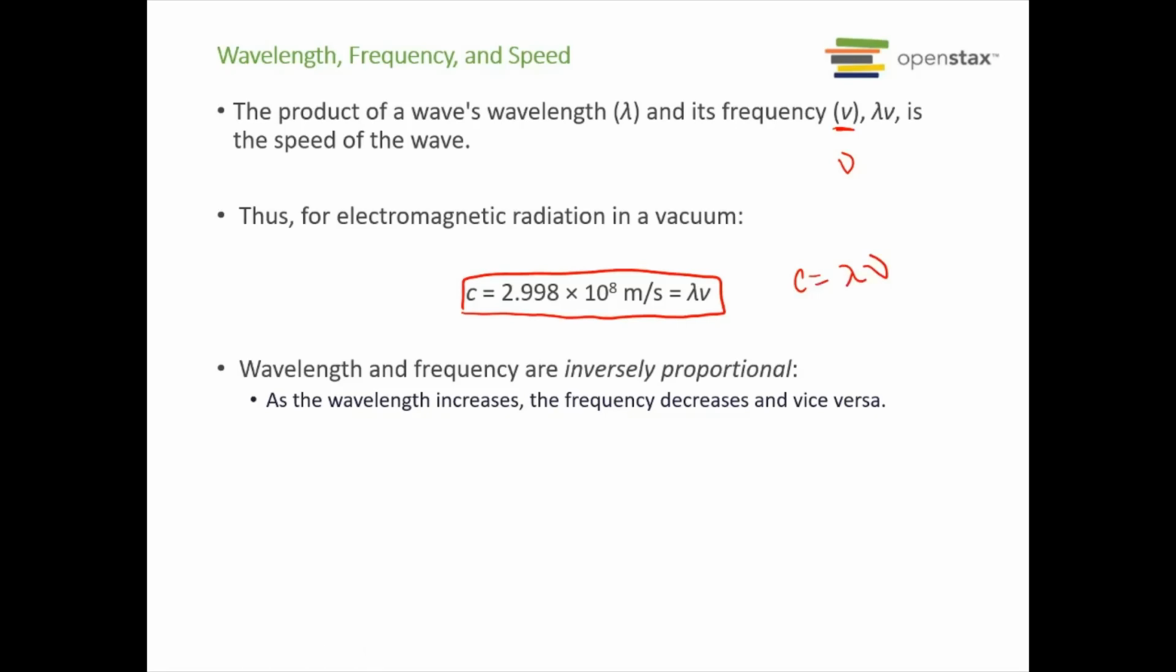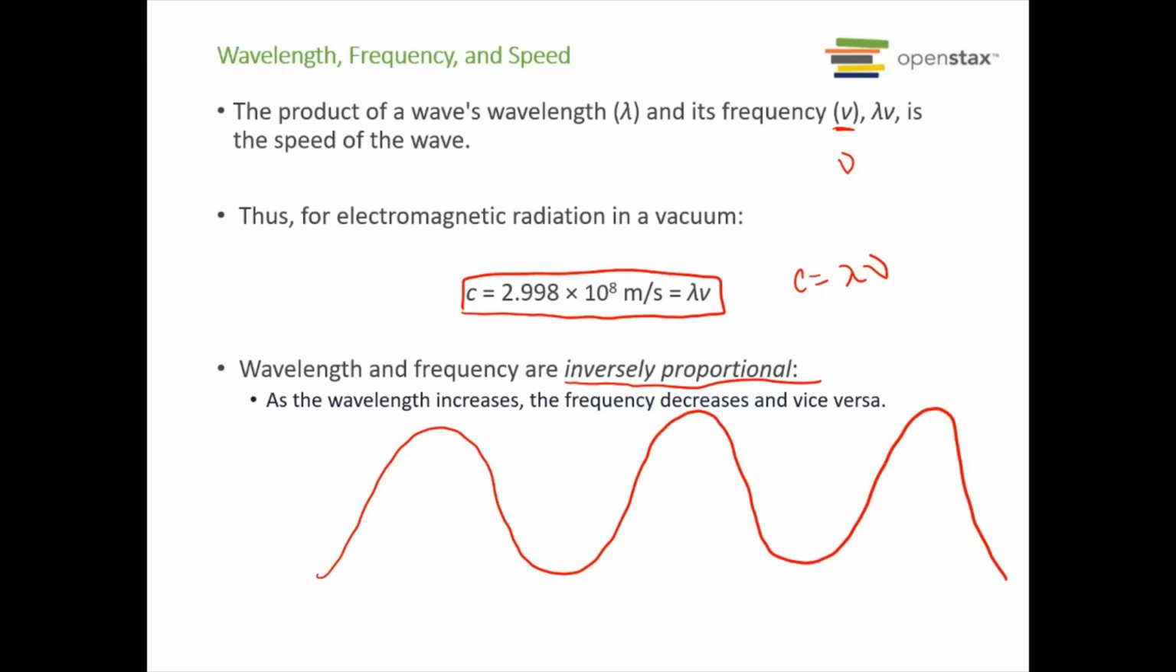So wavelength and frequency are inversely proportional to each other. As one goes up, the other goes down. Higher wavelength, lower frequency. Lower wavelength, higher frequency. Which makes sense, right? Because if you have a big wavelength, it's going to take a little while to get through one cycle. When we get through one cycle, there's less waves. But if we have a smaller wavelength, going through the same amount of time, a much higher frequency because more waves are able to pass through that point.